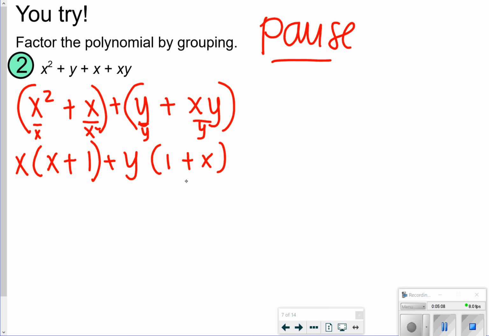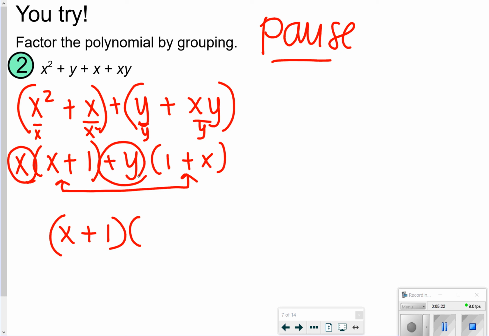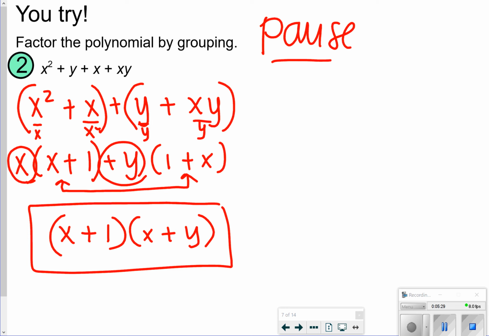Now notice these are switched around, these binomials, but they both are representing a positive x and a positive 1. So I'm going to just rewrite them as my first binomial, x plus 1, and then bring in my two common factors, x and y. So my answer would be parentheses x plus 1, parentheses, and then parentheses again, x plus y.